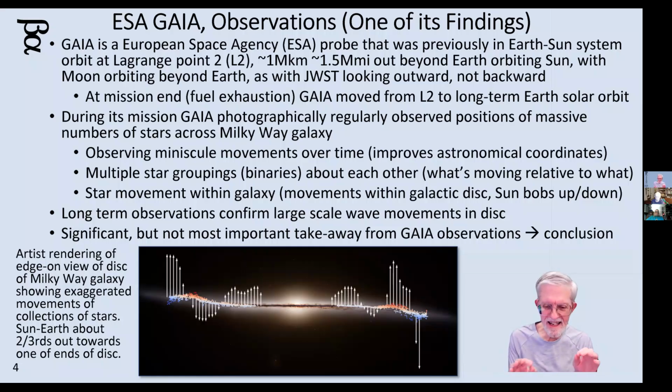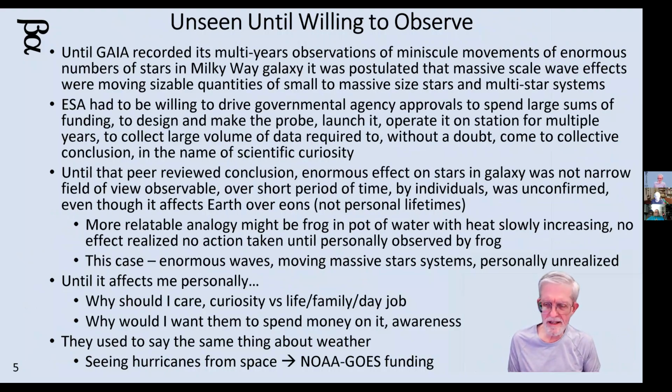It's not as exaggerated as the length of these lines here. It's much, much smaller than that, but that's what Gaia discovered, had peer reviewed, came away with a conclusion. Yep, there's some wobble wave action going on in the disk of the Milky Way. There was a postulation that this wave action did exist because we knew the sun bobbed up and down, but they had no evidence, no data, no observations to back it up.